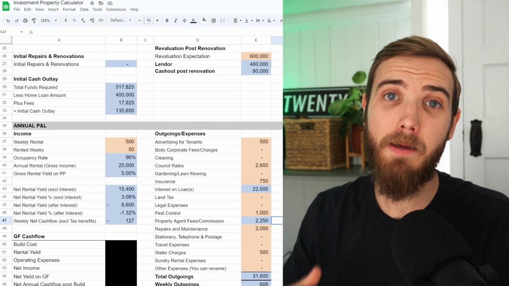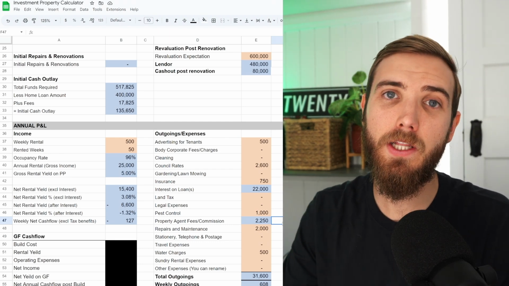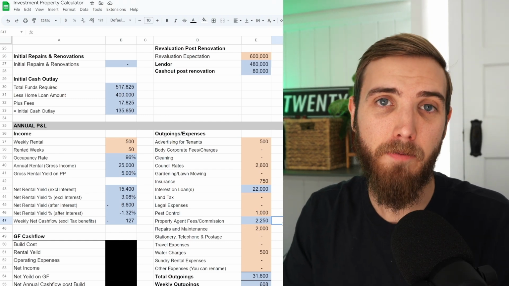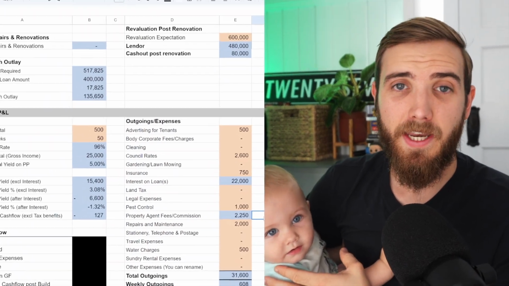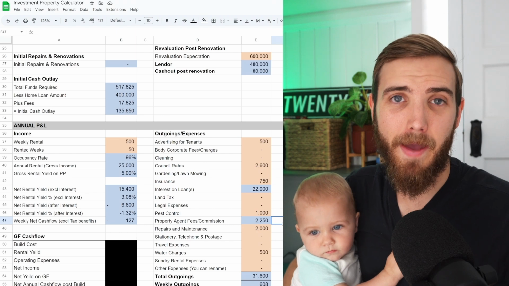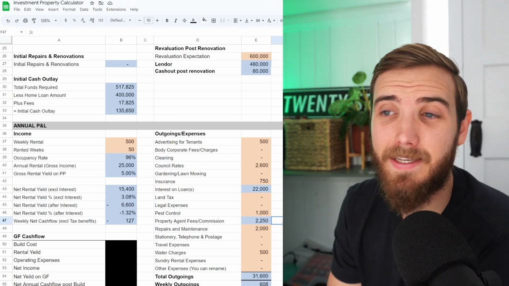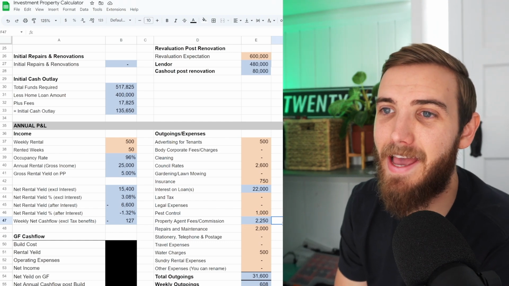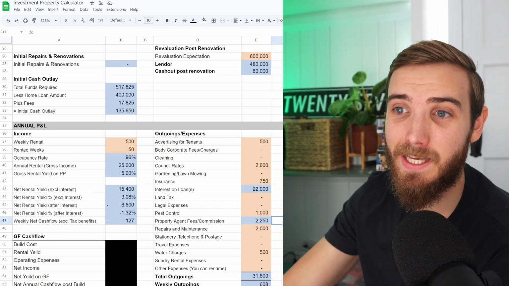For Emily and I, we set a budget each year. So it might be $2,000 per property each year, or it could be larger than that if they're properties that we know have deferred maintenance. So you need to weigh it up on an individual property by property basis when it comes to budgeting for repairs and maintenance. The other couple of items we have on this list are water charges, travel expenses, sundry rental expenses. Anything else you want to put in there, you can add in there yourself.